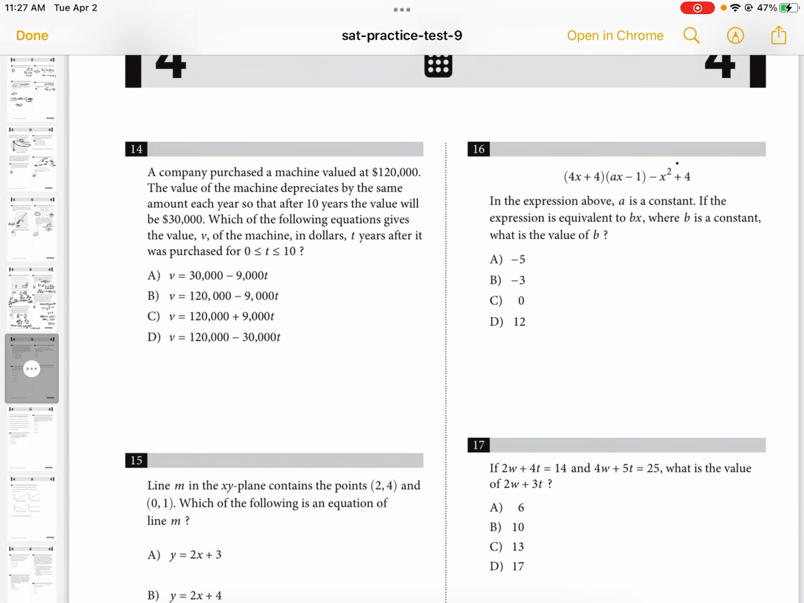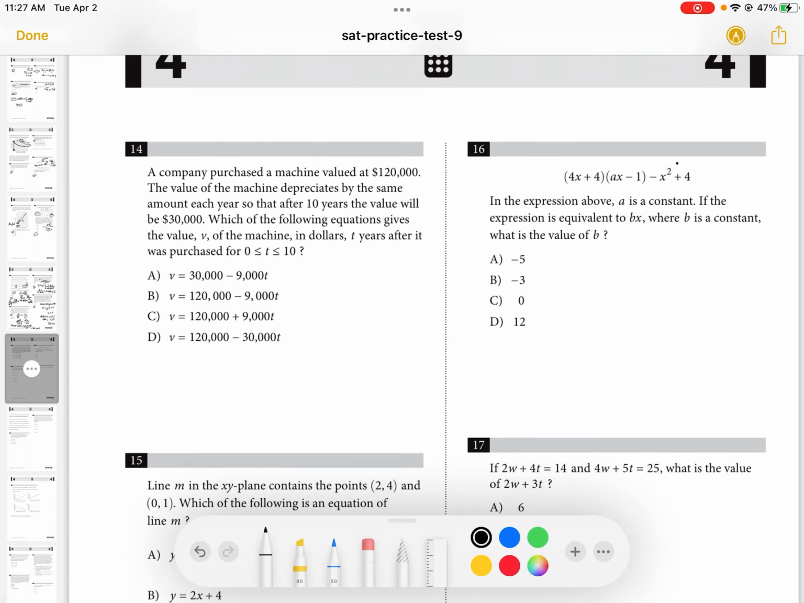A company purchased a machine valued at $120,000. The value of the machine depreciates by the same amount each year, so that after 10 years, the value will be $30,000. Which of the following gives the value V of the machine in dollars t years after it was purchased, for t between 0 and 10? So notice that the car is depreciating by the same amount each year. So we're going to have a linear equation. And if we have a linear equation, our y-intercept will be $120,000 because that's the value the car started from. And just by knowing that, we can eliminate answer choice A.